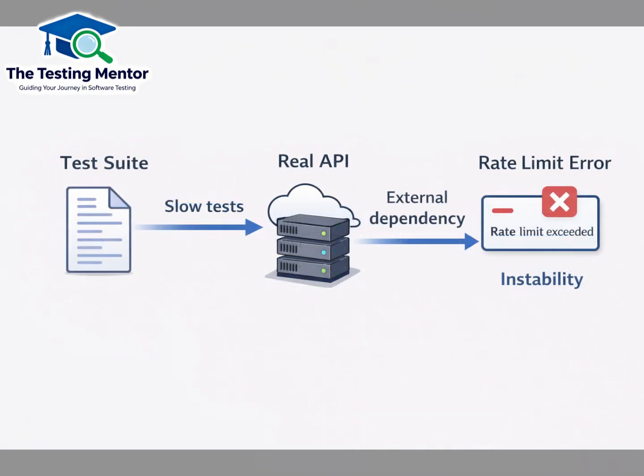A very common mistake is using the real third party API in all automation tests. This causes several problems. First, rate limits. Many APIs allow only a limited number of requests per minute. Second, test instability. If their service is down, your tests fail even though your system is working. Third is the cost. Some APIs charge per request. So, calling real APIs in every test is not scalable.